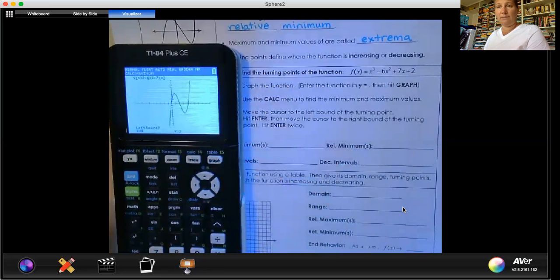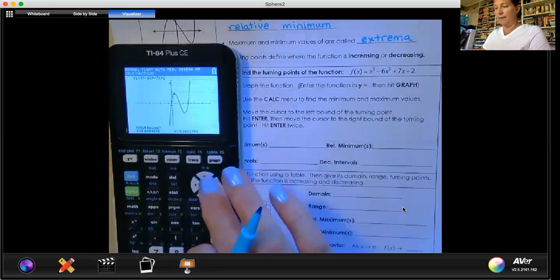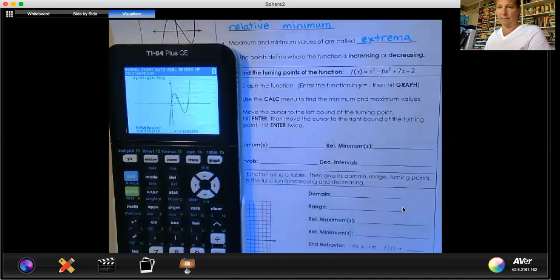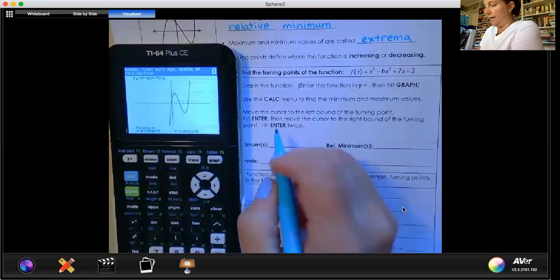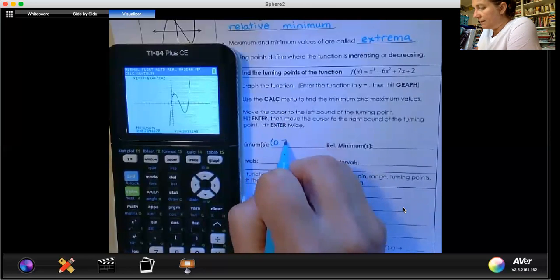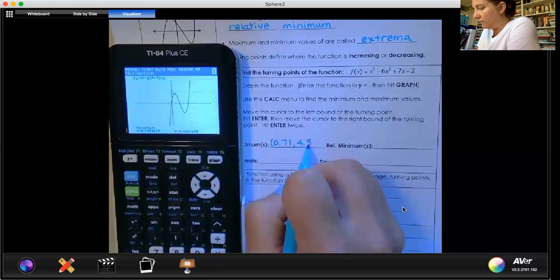Left bound means you need to be left of the maximum. I am currently left of the maximum, so I hit enter. Then it tells me to go right of the maximum, and you can go anywhere right of that maximum and hit enter and enter. And we're just going to round. 0.71, 4.30.